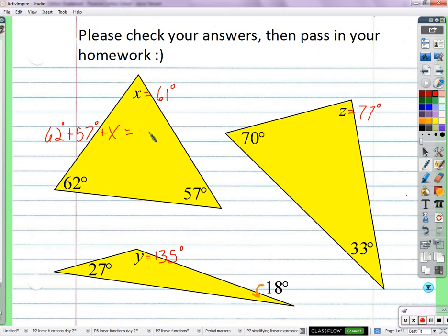62 plus 57, wait, degrees, no. And then plus X equals 61? Oh, yeah, okay. I got confused. Okay. Do you agree with that? Is that true? Yep. The true equation? Not asking to see if it gives us X. It doesn't say that X is 61, but it's an equation that's true that involves X. So X, if we solve for it, should be 61. Anybody have a different looking equation?